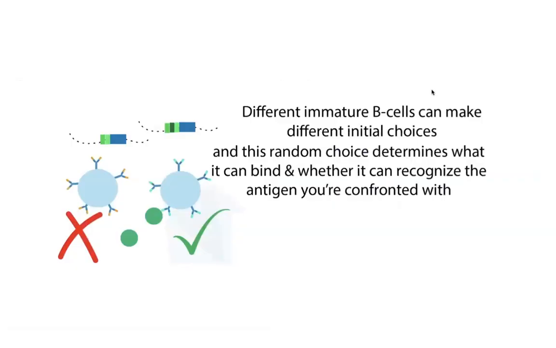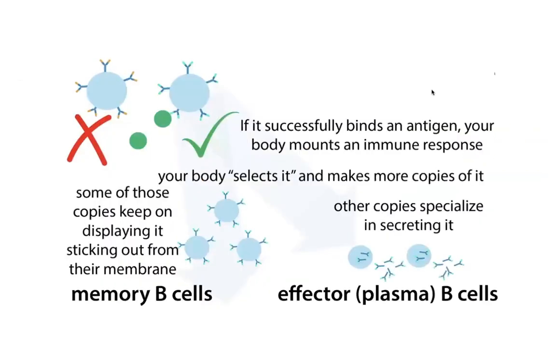So they make different initial choices, and this determines what it makes, and what it makes determines what it can bind and whether it can recognize an antigen that the organism is confronted with. So remember, these are just randomly chosen. They basically mix and match pieces, and there's going to be tons and tons of different versions of antibodies. And so some of them might not recognize anything that you're ever going to encounter in your life, but some of them might.